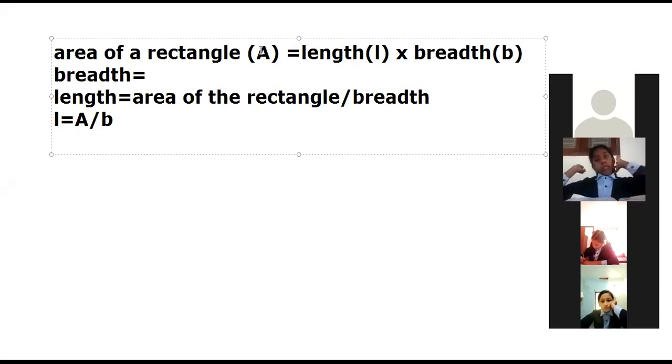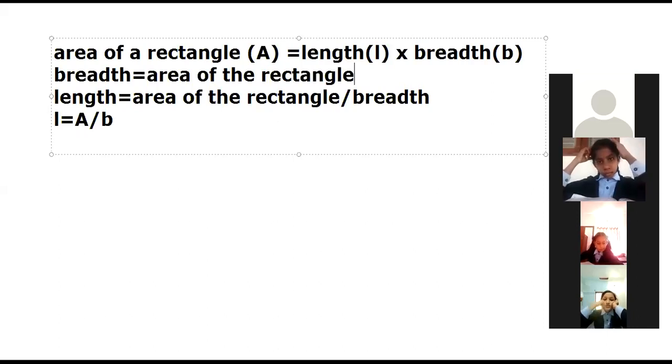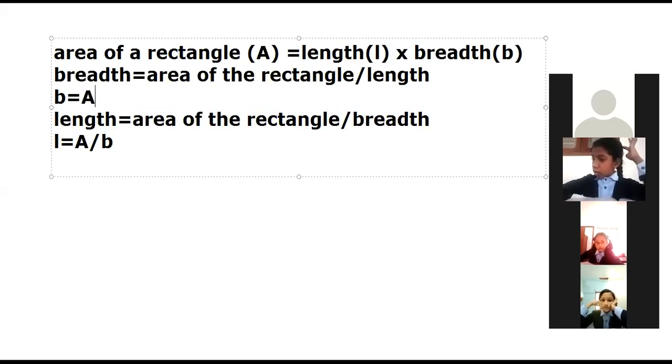Since it is multiplied on the right, when it goes to the left side it will become divided by. So the breadth is equal to area of the rectangle divided by length. So breadth B is equal to capital A divided by L. You should read the question carefully, find the length or breadth and area from the question, then use the equation accordingly. Now take your notebook.